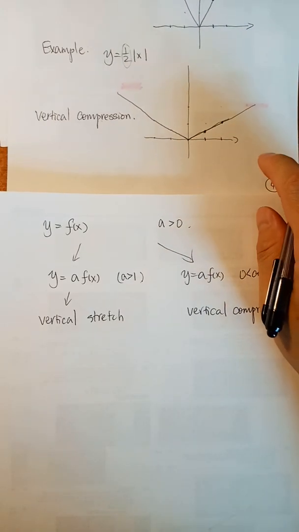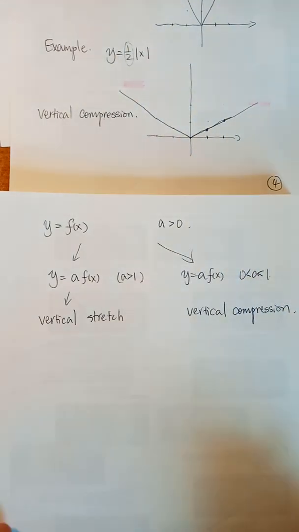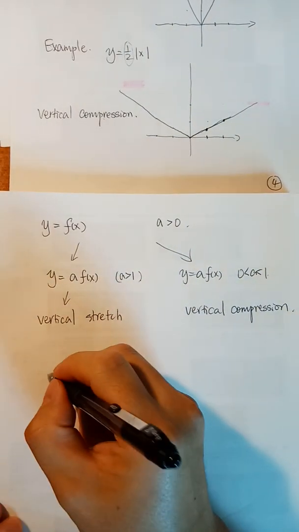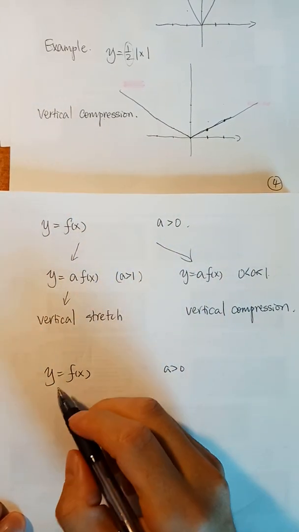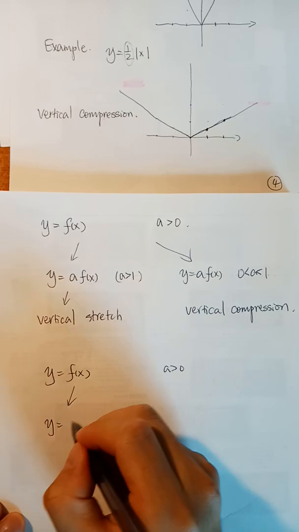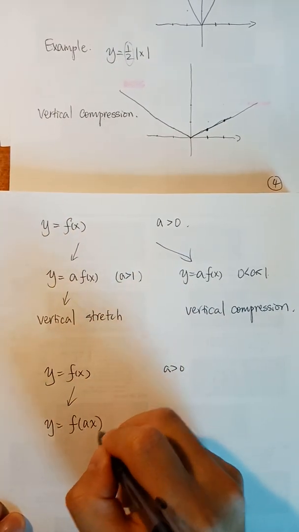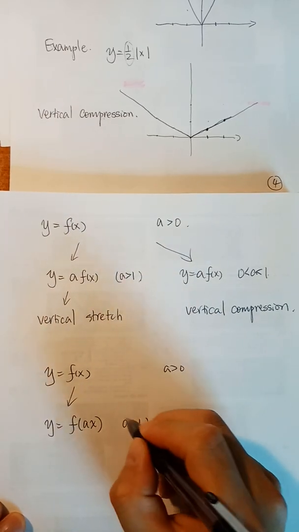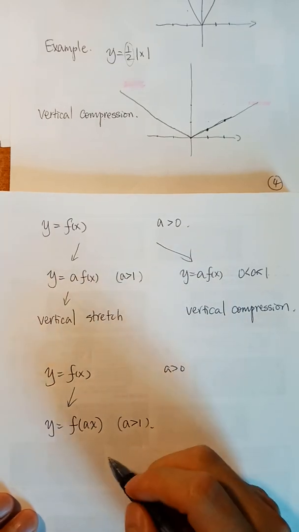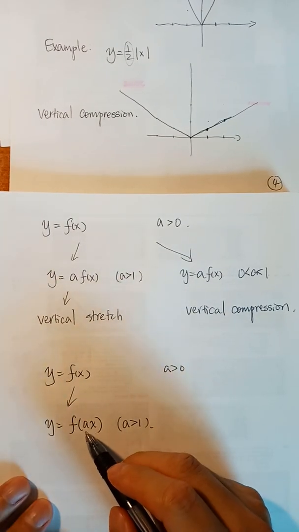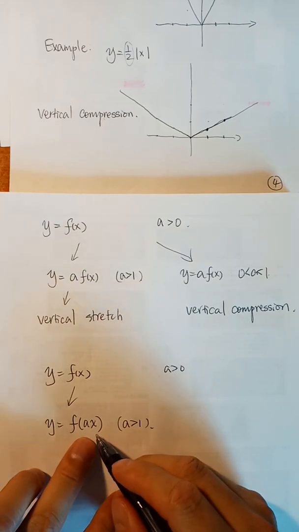Okay, so a similar thing will happen. If you have y equal to f of x and a greater than 0, let's check. Instead of multiplying f of x by a, you multiply x by a, and a is greater than 1. Then when this happens, for example, when a is equal to 2, you have 2x.